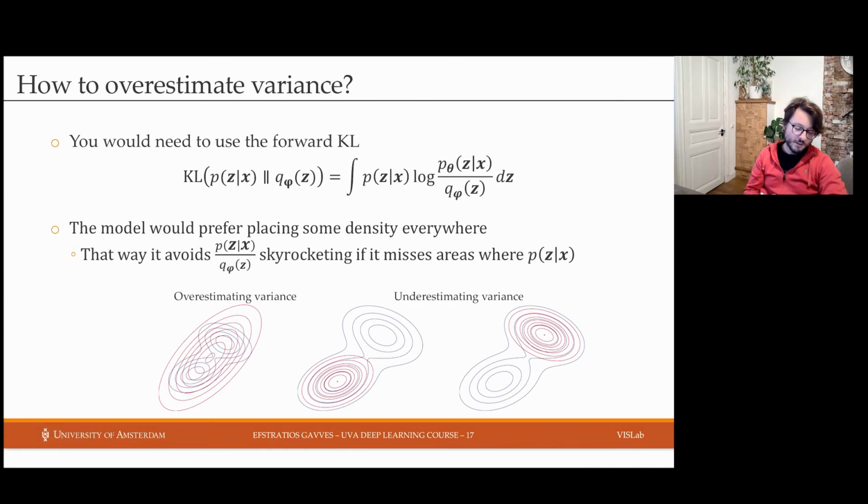How can we overestimate variance? Well, you could use the forward KL. In that case we would have the reverse effect, because the model would prefer putting some quantity for the Q phi everywhere. If my true density is somewhere large and the model makes a mistake, again the ratio will not skyrocket. What is more, the forward KL is not always as easy to compute. So in any case, the reverse KL is the way to go.